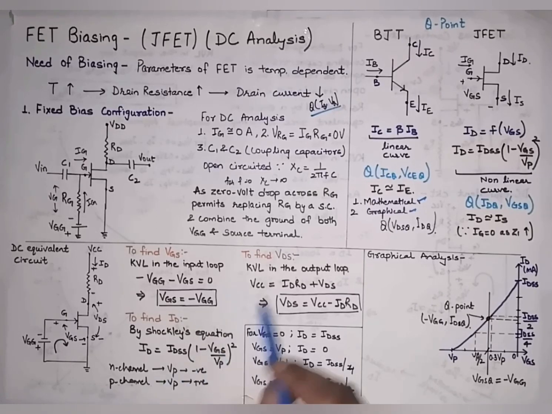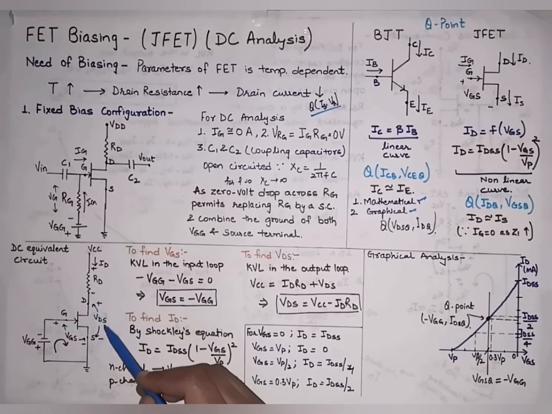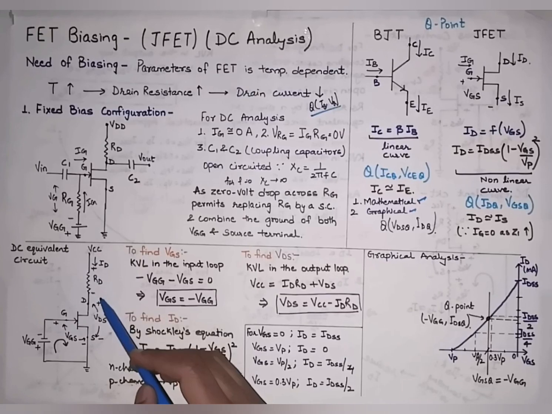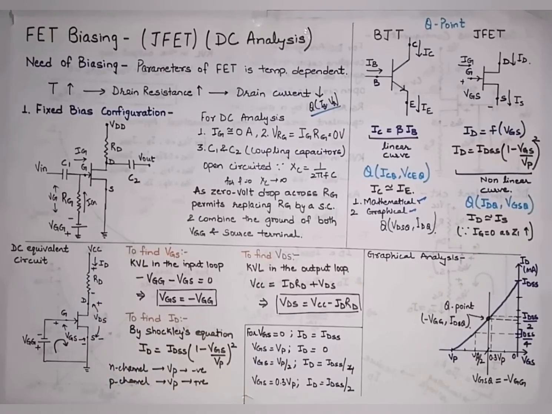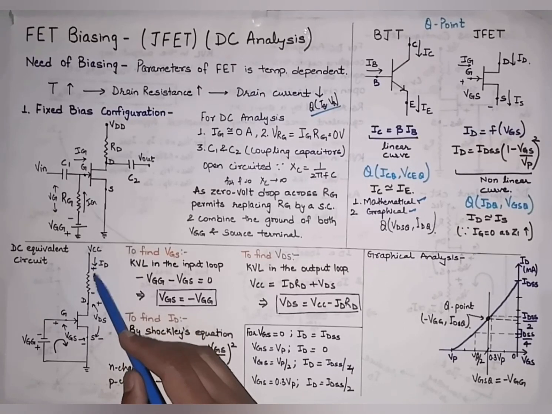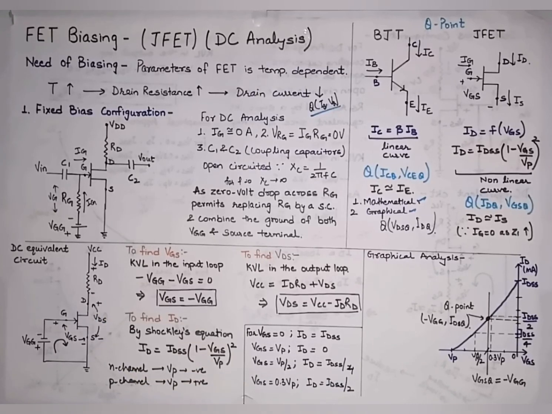Now third one is the VDS. To find the value of VDS, we will apply KVL in the output loop. Now VCC is the total voltage and we will find the drops across RD, VDS and then it will be grounded. So we can say that VCC is equal to, current is entering in this terminal, so it is positive, that is VCC is equal to IDRD plus VDS. And from here VDS will come out to be VCC minus IDRD. Now this is all about the mathematical analysis of fixed bias configuration.